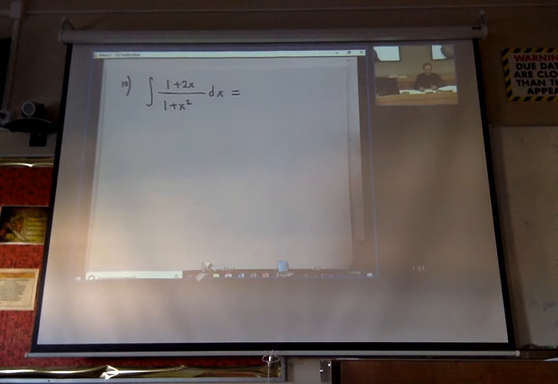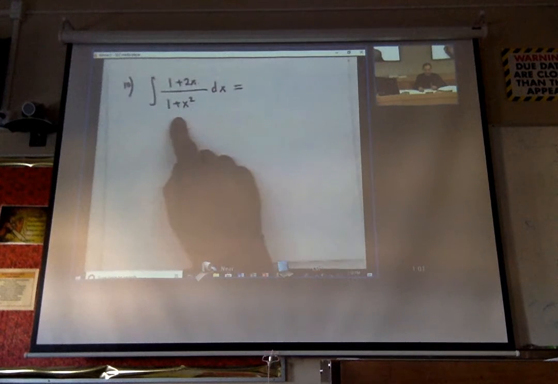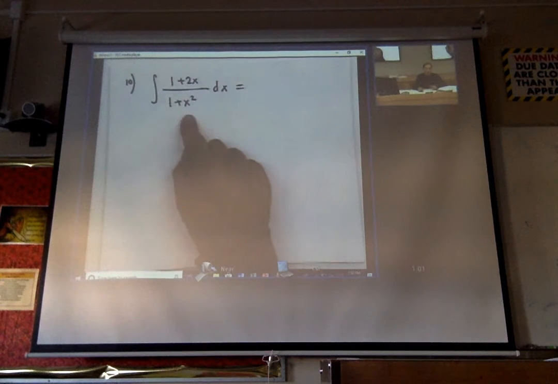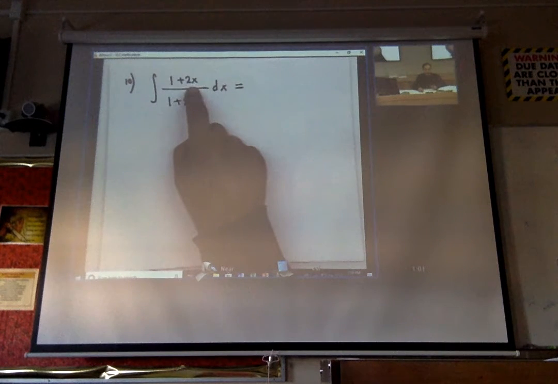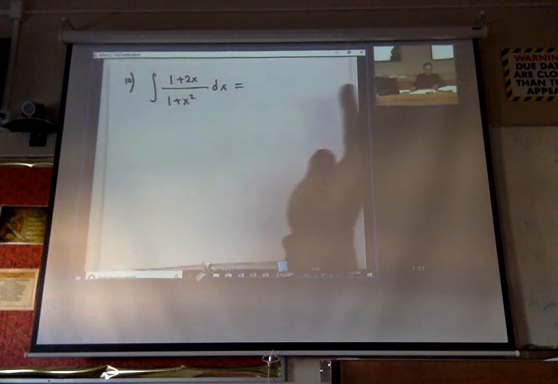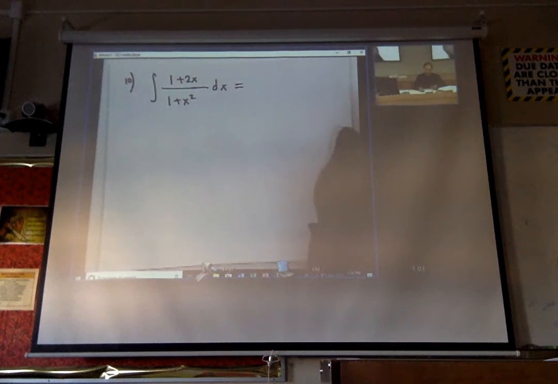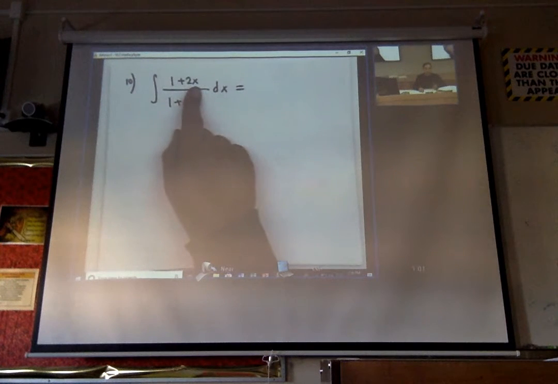But if you try to go with 1 plus x squared as your substitution, what will be the derivative? 2x, right? But you don't have just 2x on the top. What do you have? 1 plus 2x. So you will not be able to cancel. Do you understand that? If you take, for example, 1 plus 2x as your substitution, then if you take the derivative, you'll get only 2. So this one will sit, right?